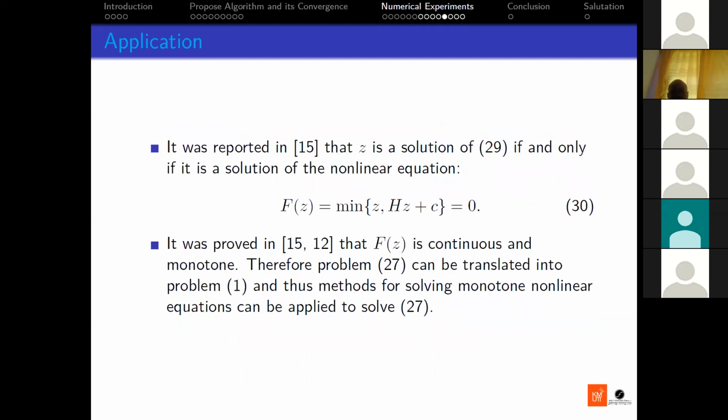It was proved by Xiao that this problem 30 is continuous and monotone. And if you observe, this problem 30 looks like problem 1, F(z) equal to 0, where F(z) is defined as the minimum of z and Hz plus c, where this minimum is the component-wise minimum. So solving this problem is equivalent to solving the minimization problem. Hence, the algorithm for solving problem 1 can be used to solve problem 30, and by extension, it solves the minimization problem.